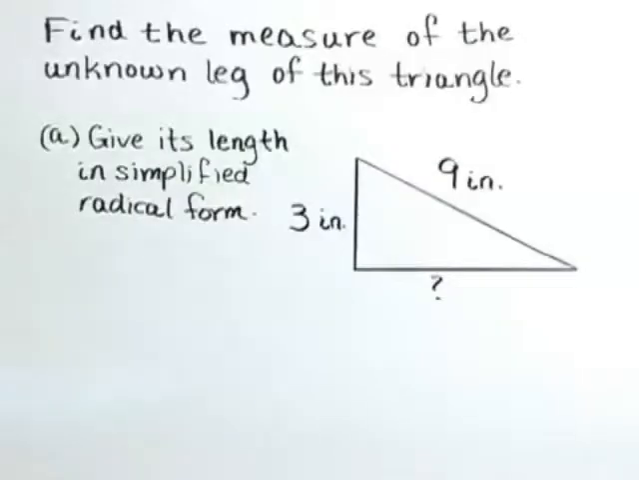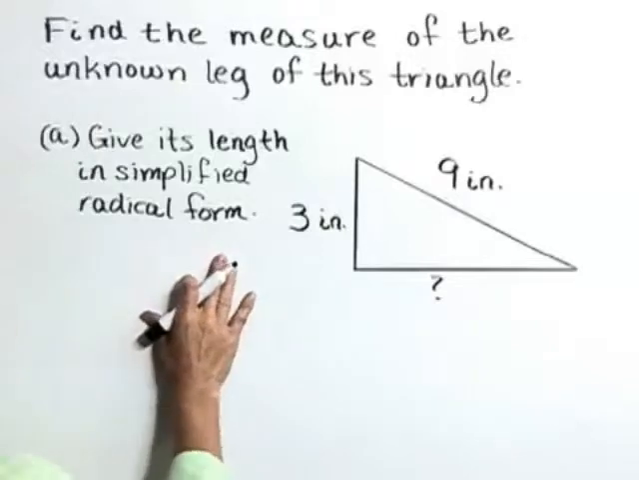Solve the problem. Find the measure of the unknown leg of this triangle. In part A, we want to give its length in simplified radical form.